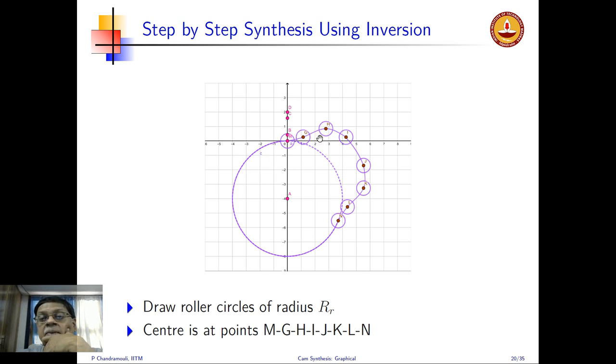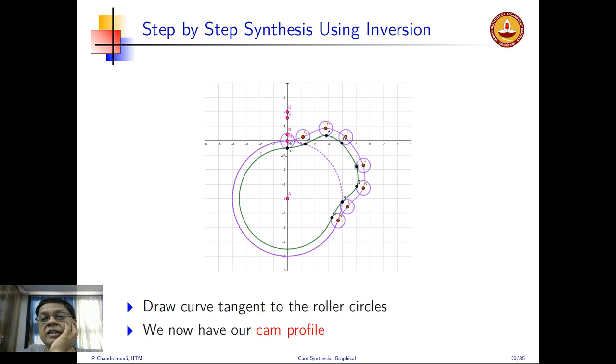Of course, if you do it by hand, you can see that it is basically going to be something that you draw by joining, drawing a curve which is tangent to all the roller circles. So these circles have been constructed with a radius RR, and then the centers are of course on the pitch curve. And what you draw is basically a profile. I've drawn that. Of course, I have used GeoGebra to make it look nice. You can do that by hand. Of course, it will be a crude way to do this.